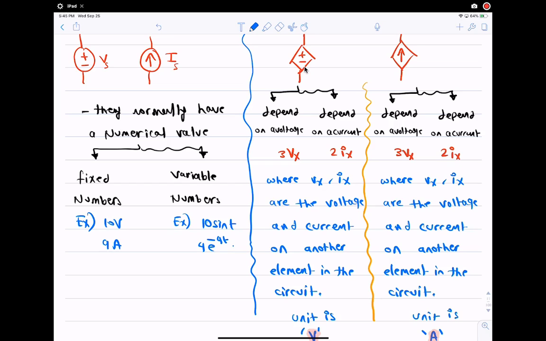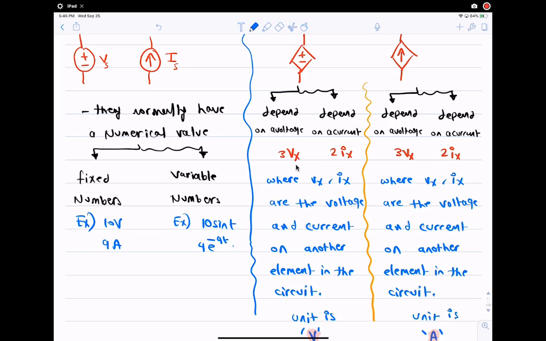So what determines what type of source this one is? It's the polarity. If you have a polarity here, that means it's always volt in voltage. Doesn't matter if it depends on Vx or Ix. So Vx and Ix are any voltage or current on another element in the circuit.